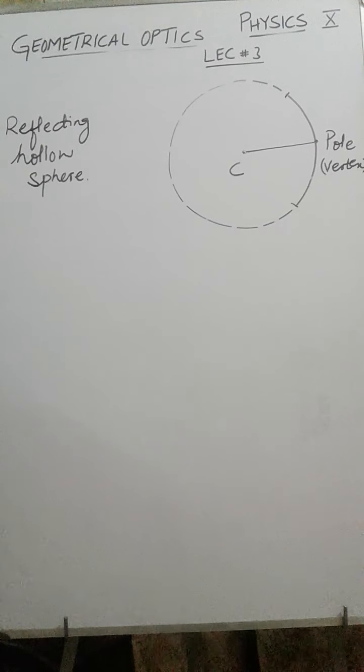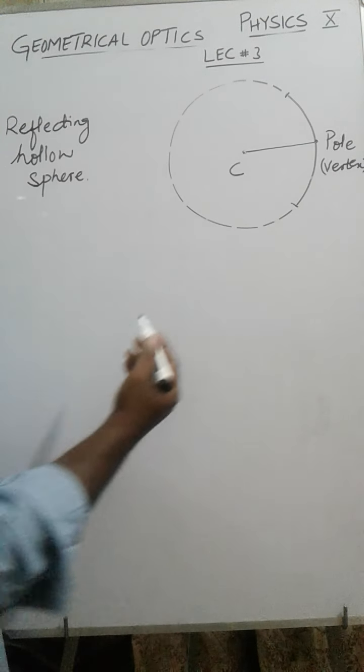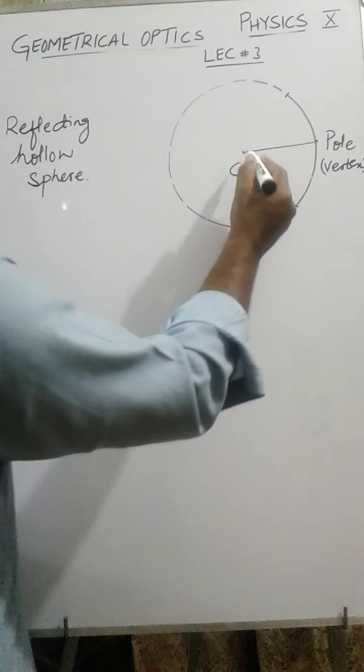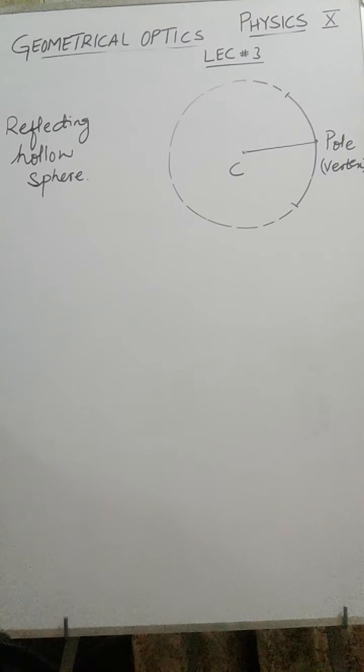The line joining the center of curvature and pole is known as the principal axis, and the distance between these two is known as the radius of curvature.